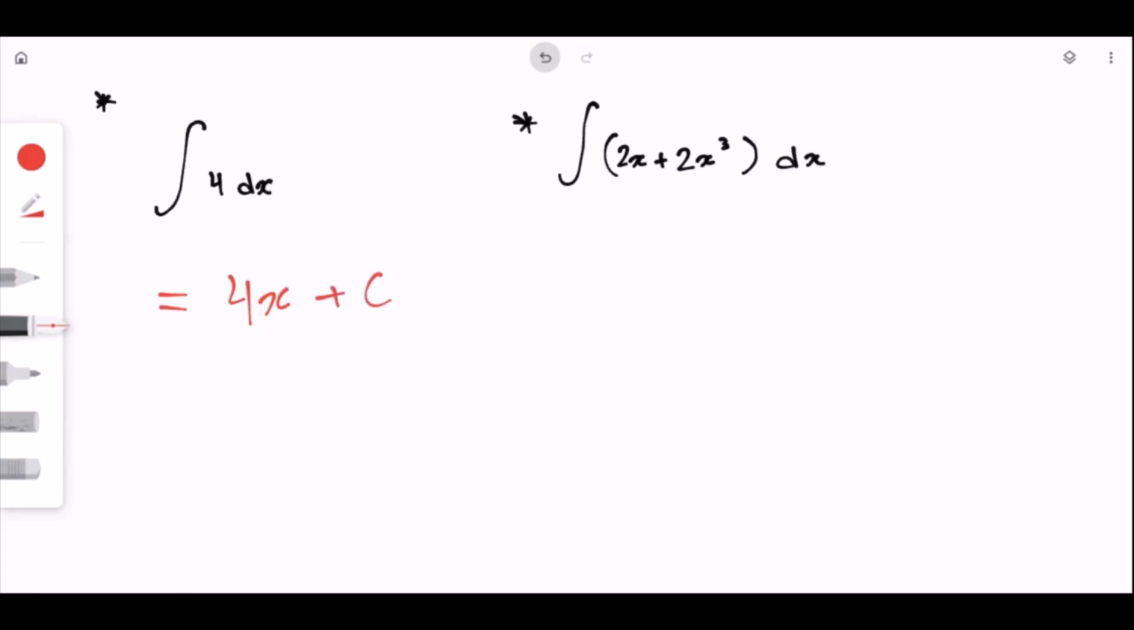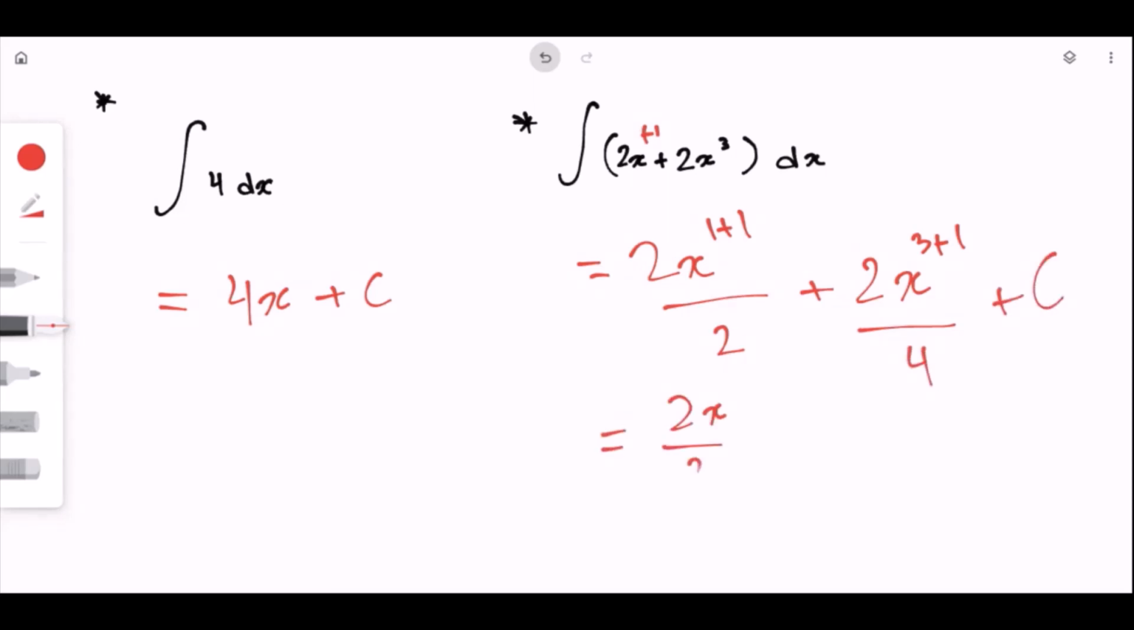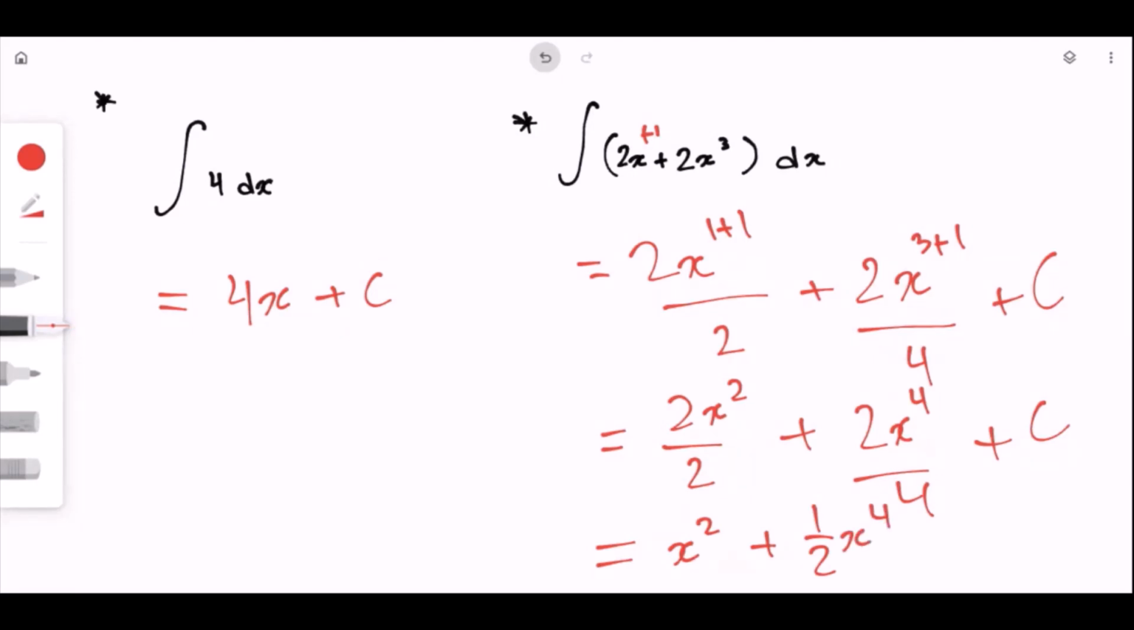The indefinite integral of 2x plus 2x to the power of 3 dx. You should always add 1 to the power. So 2x to the power of 1 plus 1 over 2 plus 2x to the power of 3 plus 1 over the 4 plus c. So 2x to the power of 2 over 2 plus 2x to the power of 4 over 4 plus c. So the answer is x to the power of 2 plus 1 over 2 x to the power of 4 plus c.